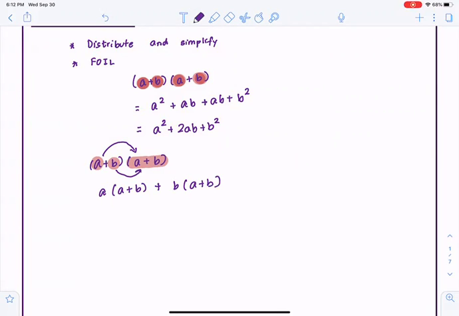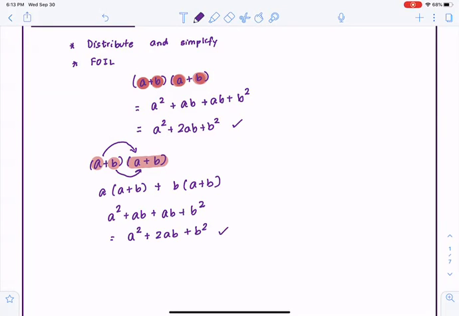And now I could distribute. So if I distribute, A times A is A squared, A times B is AB, B times A is the same as A times B, so I would have AB plus B times B, which is B squared. So we will end up getting A squared, AB plus AB is 2AB, plus B squared. And as you can see, the answer is the same.